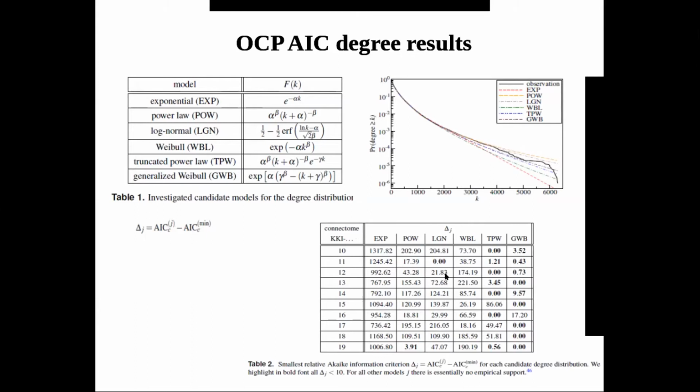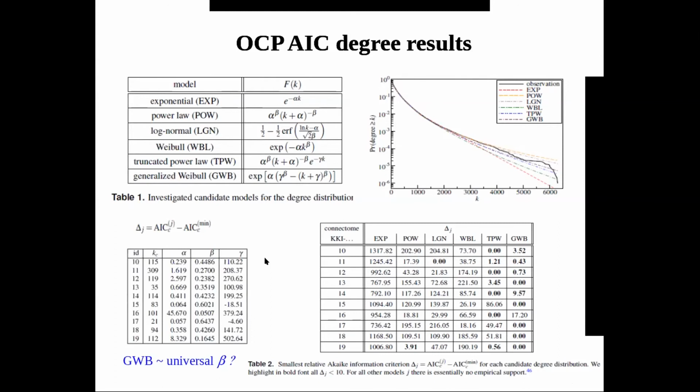So you can see the different functions, and you have the best results when this difference is the smallest, which have these bold numbers. When you have the smallest distance from the minimum, this is the best for the generalized Weibull, and the truncated power law also, which is the other name of the stretched exponential.